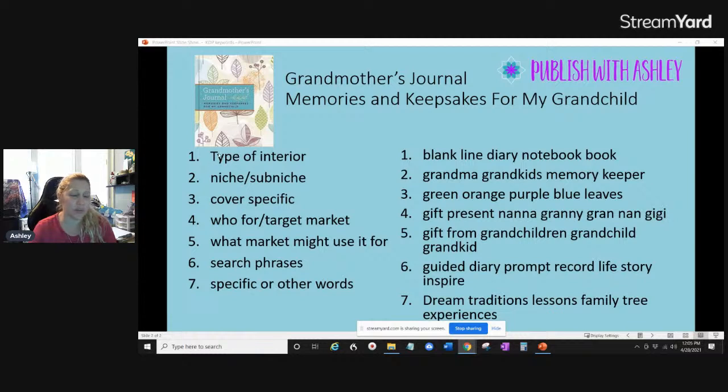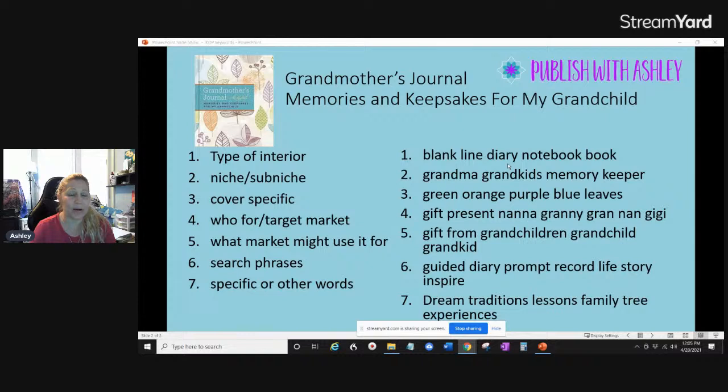All right, so these are the 7 boxes that I use. It's a general idea, right? In the first box, I put the type of interior. So for the example here, blank line, right? You don't have to have an S. So you could put blank line or you could put blank lines, but you don't have to have an S.